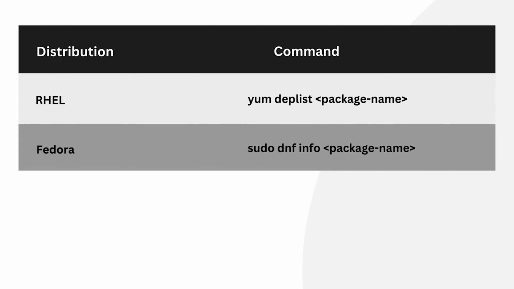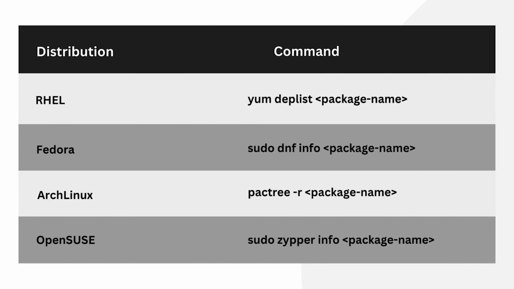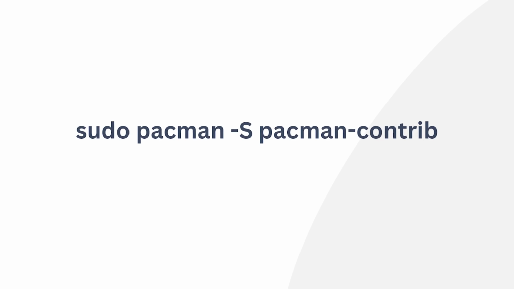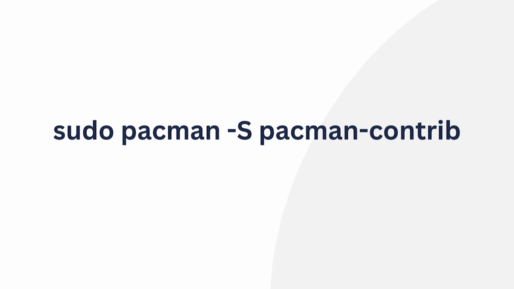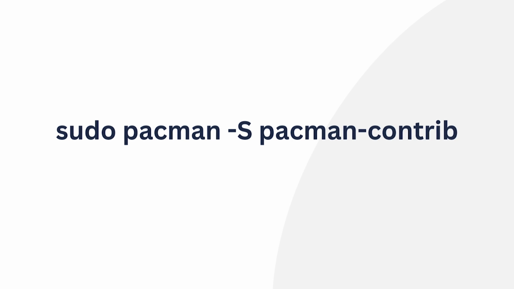Linux has many available distributions, and each distribution has different commands for checking the dependencies of a package. Here you can see a list of those commands to check dependencies for different distributions. You need to replace the package name with the actual package name. And if you are using Arch Linux and pactree is not installed in your system, you may run the command sudo pacman -S pacman-contrib. And if you are still not clear, check out the article linked in the description.